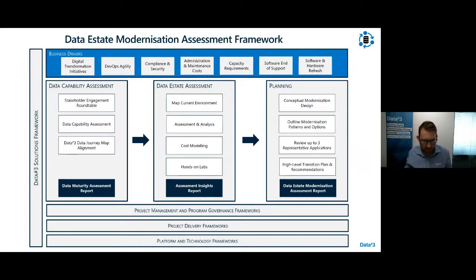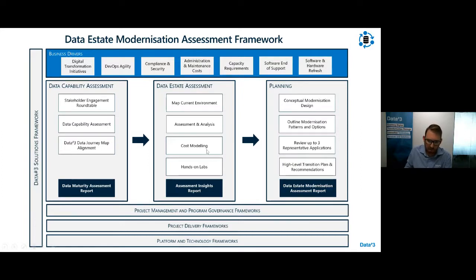Looking at the first large box here, the data capability assessment, what we're really thinking about is understanding what the stakeholder outcomes will be and what your current capability is, and it's around not only the technology but your people and your process as well. We will align with our data journey map to look at what options might be available, and we have a maturity report we can provide to show you where you are on your journey.